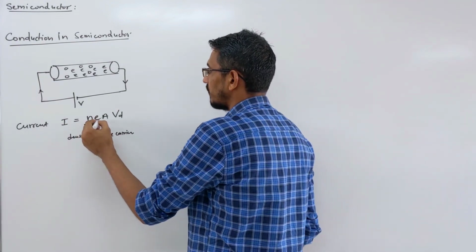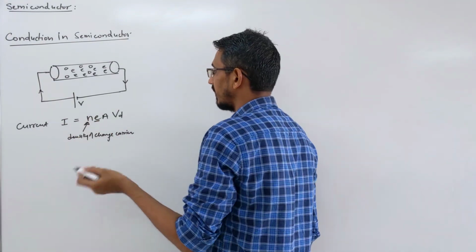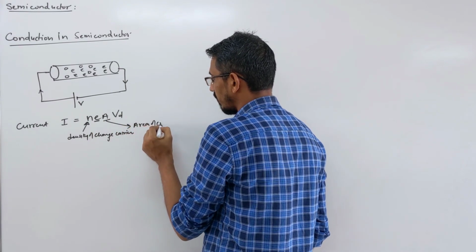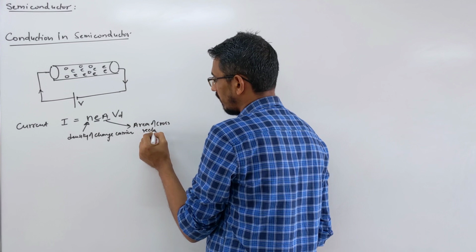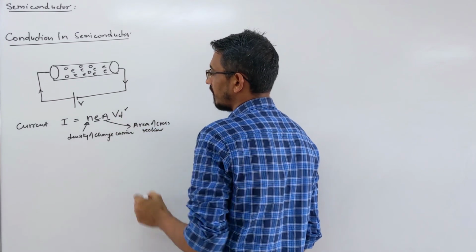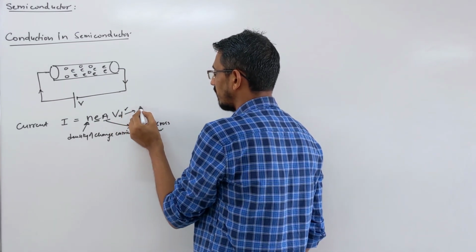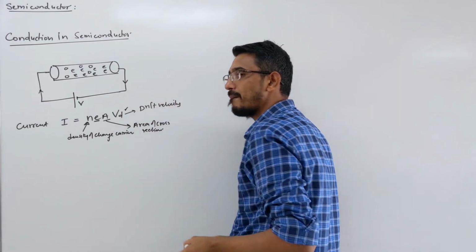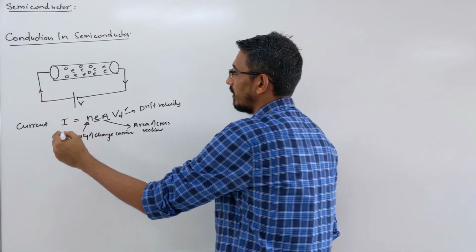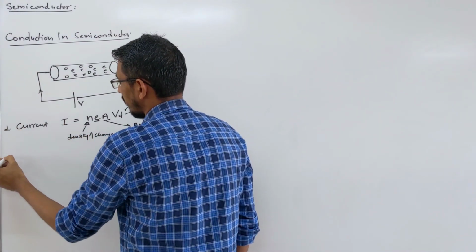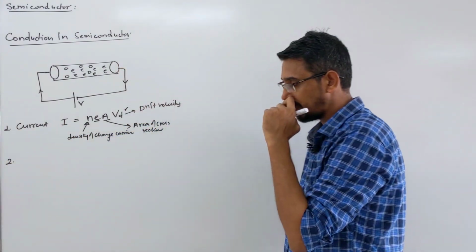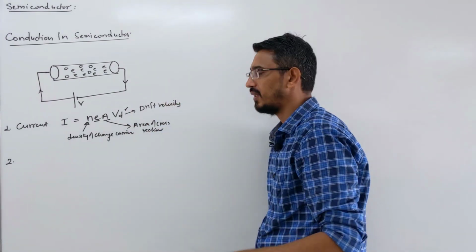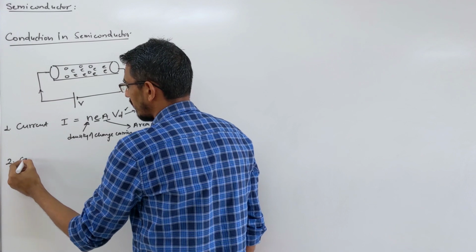e is the charge of one carrier. A is called the area of cross section, and vd is called the drift velocity. So current, the first topic, the small things you learned, I am writing all. Then what did you learn after this? What is drift velocity again? I will write in terms of mobility later. Another word you use here is current density.